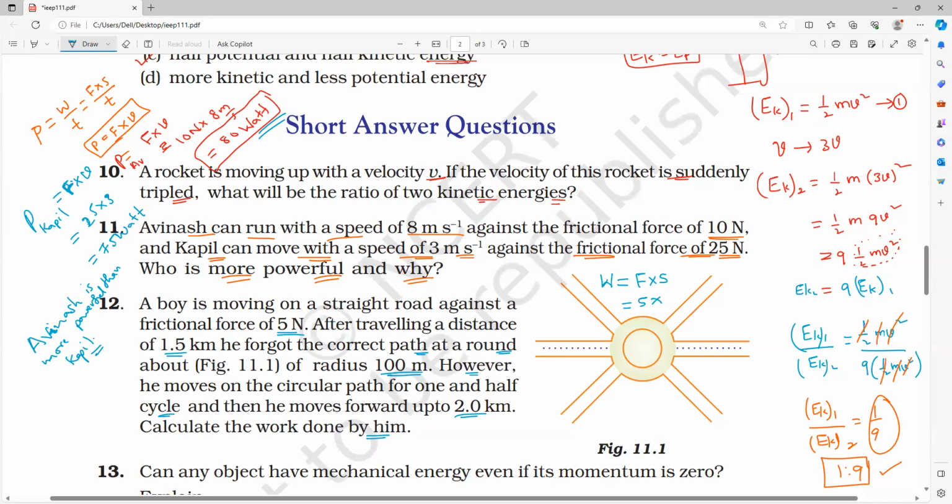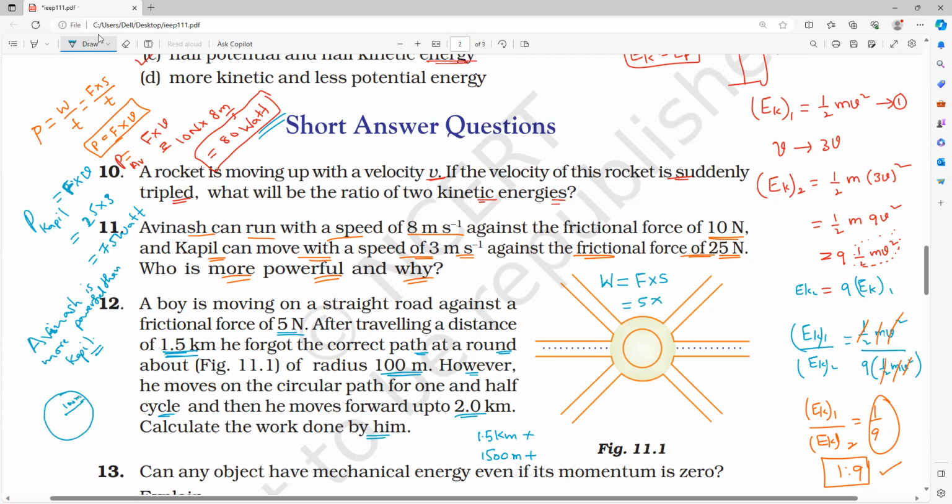You see that. First he traveled a distance of 1.5 kilometers. Okay, good. So 1.5 kilometers means how many meters, everybody? 1,500 meters. Am I right? Yes or no, guys? Please respond. Then a circle of radius 100 meters.